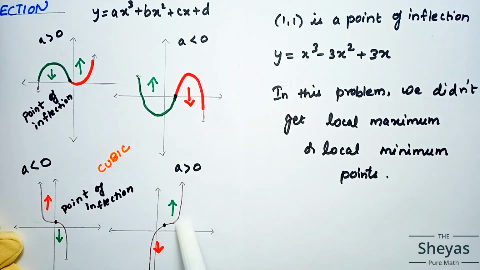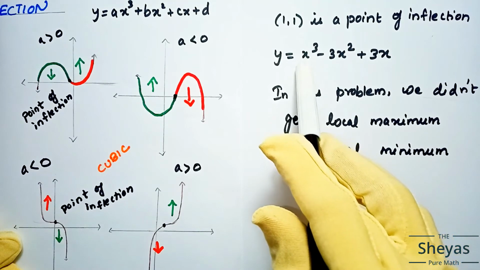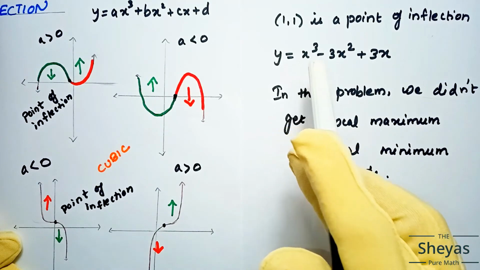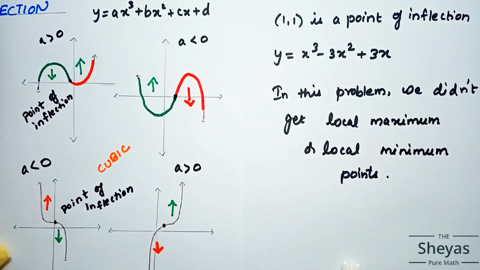This is the shape of the graph, because this graph has no local maximum and no local minimum points, and it has a point of inflection, and this A is equal to 1, which is a positive value, greater than 0. So this graph will be your required graph. Let us do that in our problem. Let us sketch that.